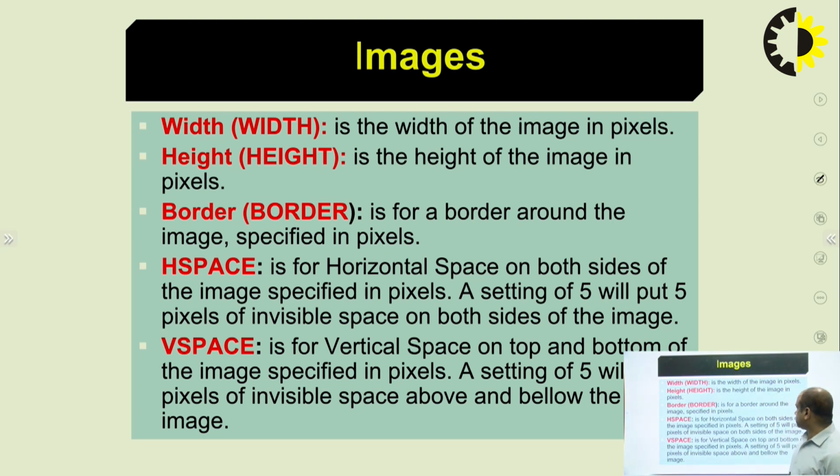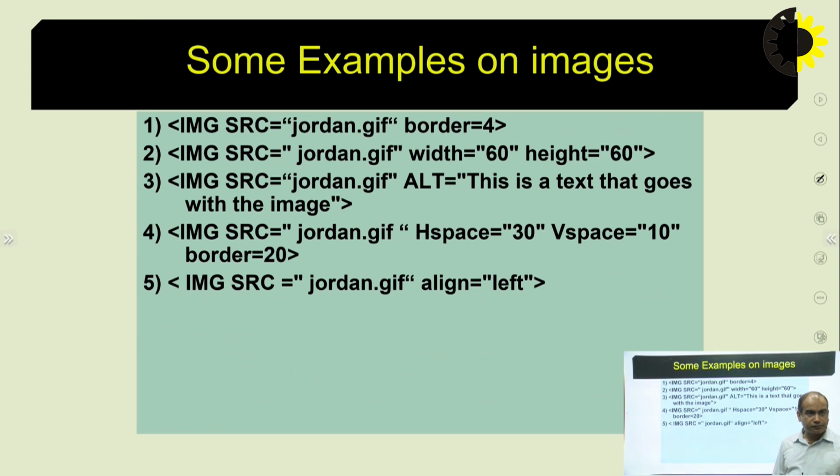Horizontal space and vertical space are specified on both sides of the image in pixels. A setting of 5 will put 5 pixels of invisible space on both sides of the image. Here the vertical space means the top and bottom of the image, specified in pixels. A setting of 5 will put 5 pixels of invisible space above and below the image.